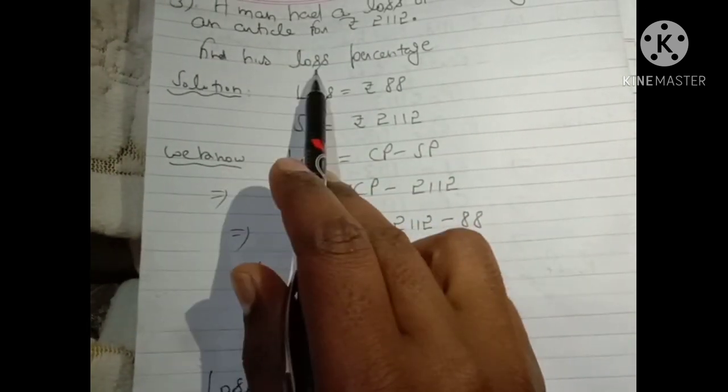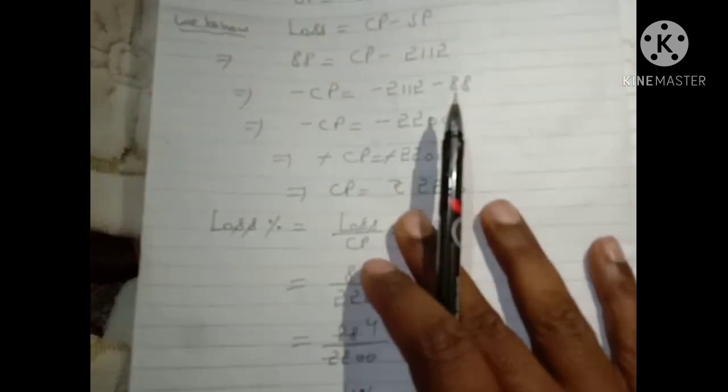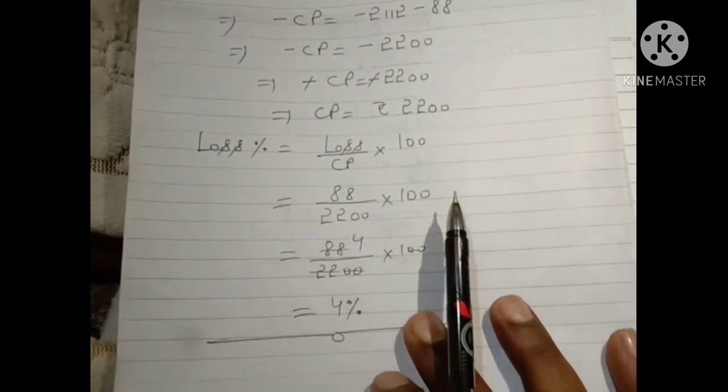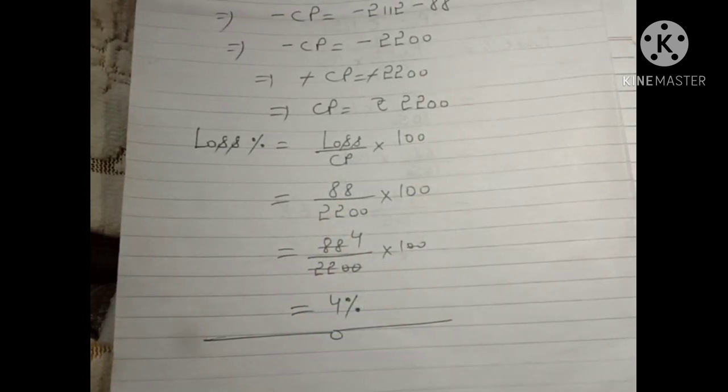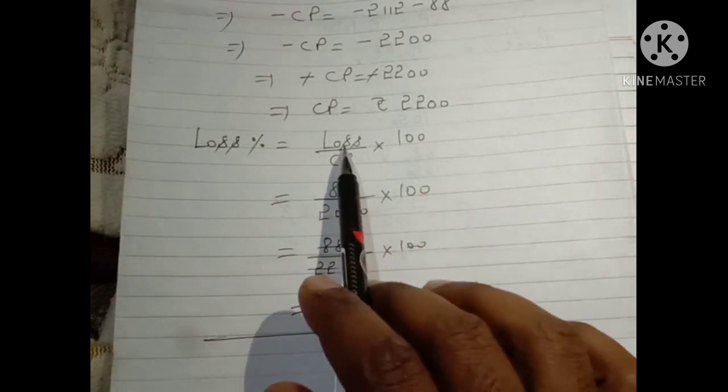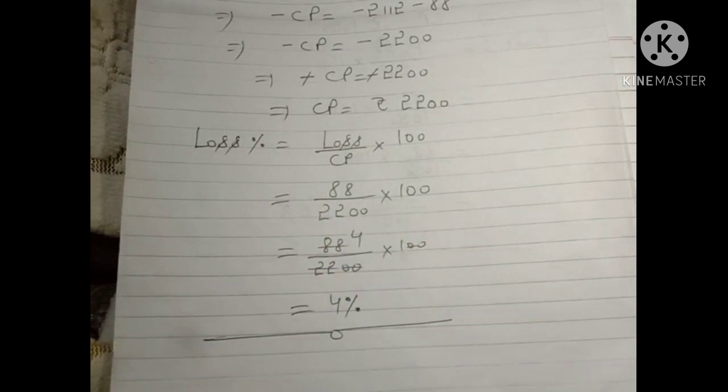And now this time we have to find out the loss percentage. Here we have to apply the formula of loss percentage, that is loss percentage is equal to loss over Cp into 100. Now here we have to put the values. The value of loss in this case is 88 rupees and the value of Cp is 2200 and this 100 as it is. In the next step you can see these two zeros are cancelled with each other, and now it will become 88 over 22, and after division it will become 4%. So in this way we can solve this sum.